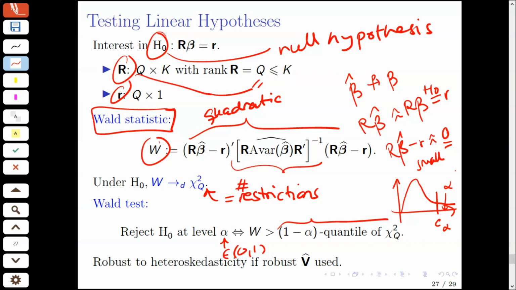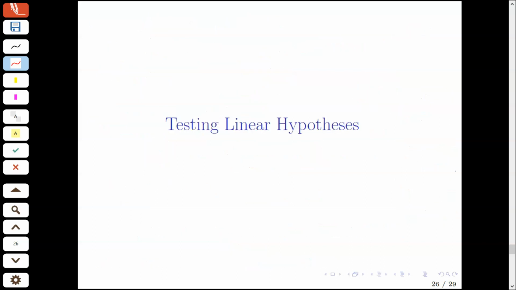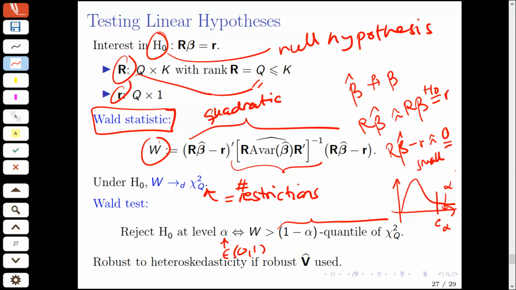Now the Wald statistic here can be made robust to heteroscedasticity if the robust variance matrix for the OLS estimator is used. Also, this idea of Wald testing is not limited to the linear model in the cross-section and to using the OLS estimator. It also applies to our later lectures when we'll talk about panel data as well as various estimators for the panel data model.